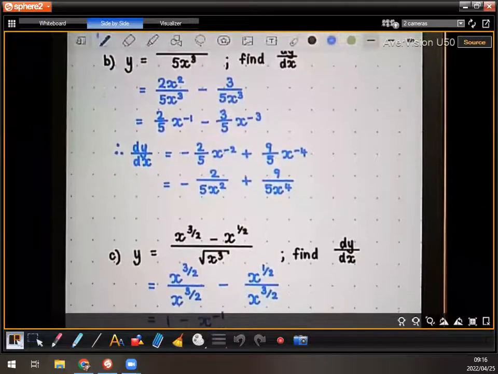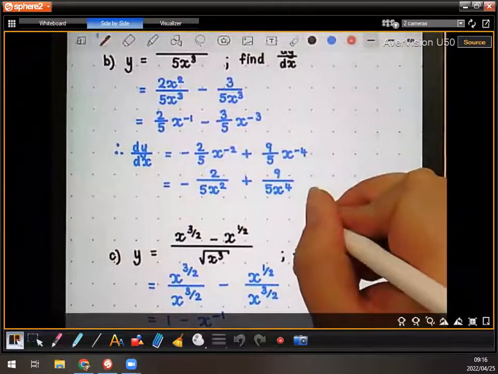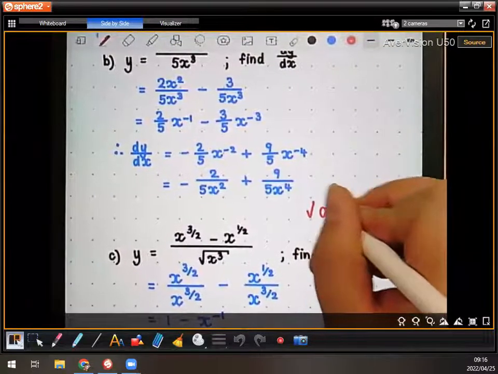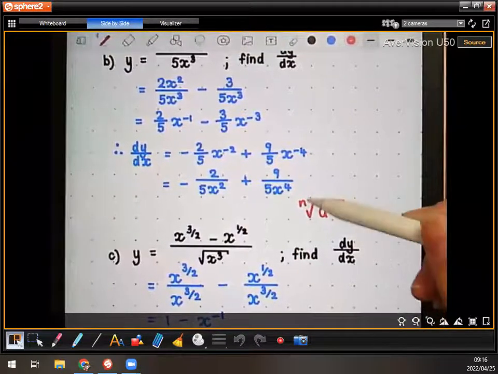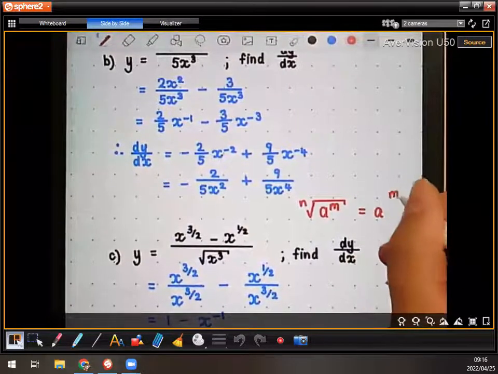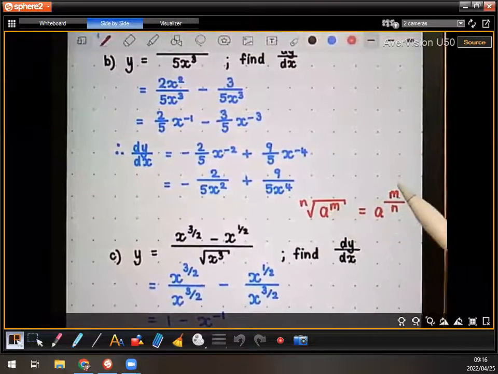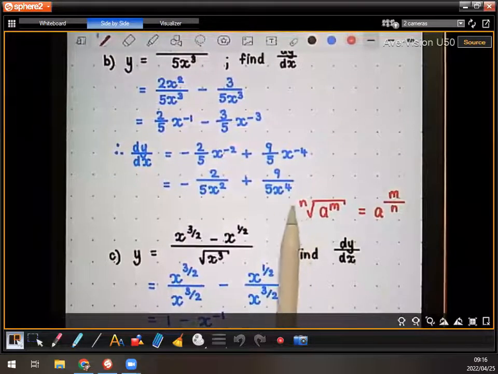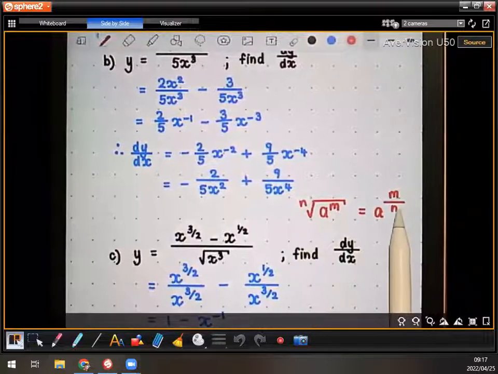All right, now C was a little bit more difficult because they had a square root of x cubed at the bottom, and I think many of you forgot how to do that conversion. So just remember that that rule is if you have a to the power of m in the square root, or not square root, sorry, the root, whatever it is, the nth root in this case, then that is equal to a to the power of m over n. The exponent inside the term always becomes the numerator. And the number on the outside, which if it's a square root, there's actually a 2 there, right? We just don't write that 2. So that then becomes the denominator.